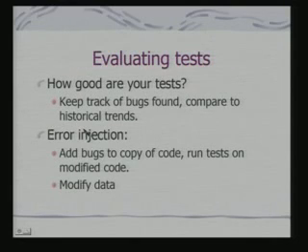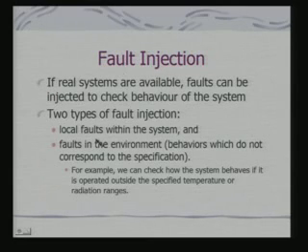How do you evaluate tests? You evaluate tests by keeping track of the bugs. But it is not always possible to know whether you have taken care of all possible conditions. So, what do you do? You inject bugs. The basic idea is the injection of bugs, and there are two types of fault injection: local faults within the system and faults in the environment. When talking about faults in the environment, we can check how the system behaves if it is operated outside the specified temperature or radiation changes.